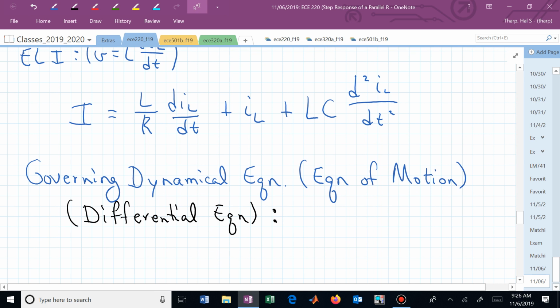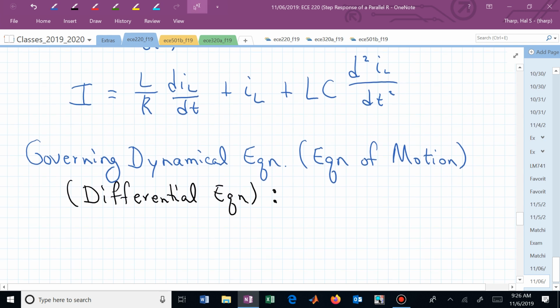And I might call this many different things. I might say, what's the governing dynamical equation? Or what's the equation of motion? Or what's the differential equation associated with this forced parallel RLC circuit? Now let's maybe get it into a standard form by making the coefficient of the highest power of the derivative equal to 1. We can do that by dividing all terms by LC.